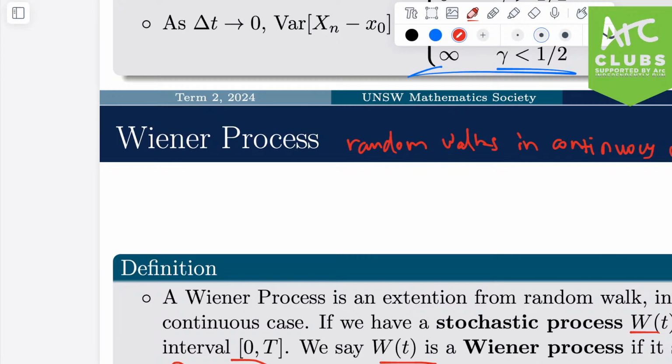We also want to show that WT minus WS, where T and S are just two random points in our interval, is also a normal distribution with mean 0 and variance T minus S. So we want to show that the variance does not depend on 0 or capital T, and only depends on the time points we choose.